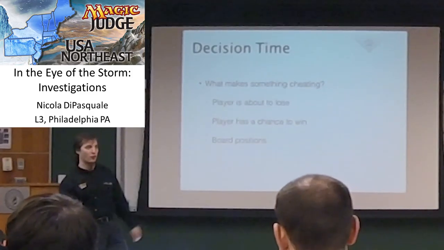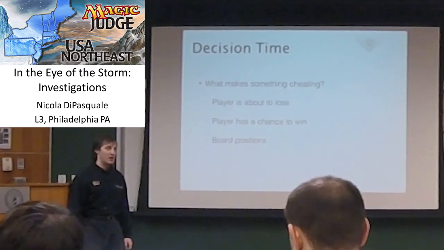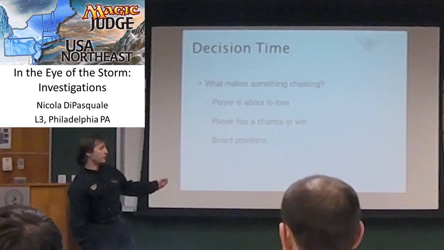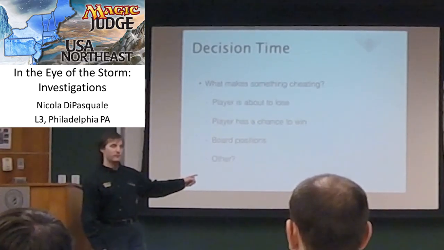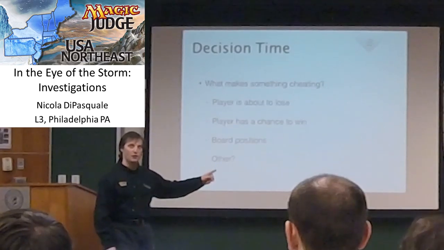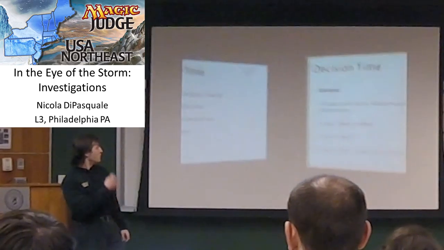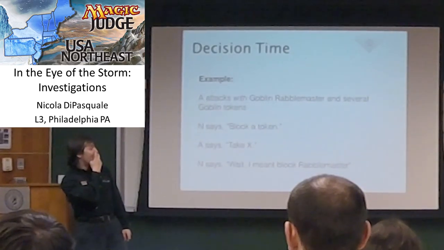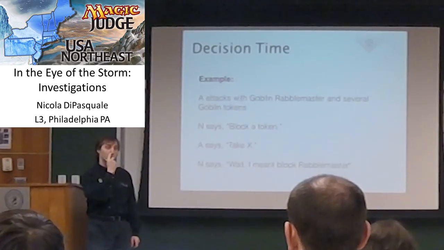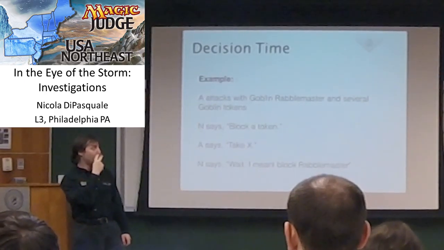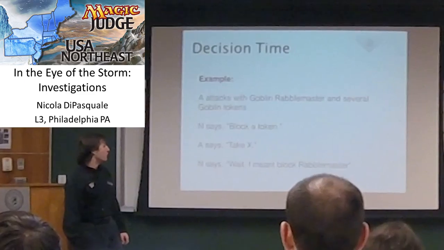And it leads into these other two things. Am I desperate to win this game? So I'm going to lose. If I make this play and it's wrong, do I just simply win this game? The board position actually plays into that a lot. And this list is certainly not exhaustive. I'm sure you can think of other things.